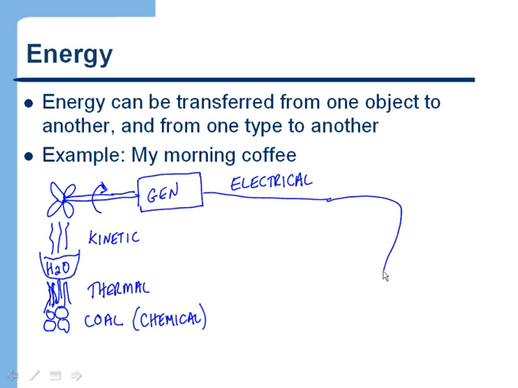And then that comes all the way over here to my coffee maker. And what my coffee maker does is it takes that electrical energy and turns it back into thermal energy. And there's where the heat comes from that boils the water that makes my coffee. And so there's my coffee. So that's a nice example of the fact that energy can be transferred from one object to another and can be transformed from one type into another.